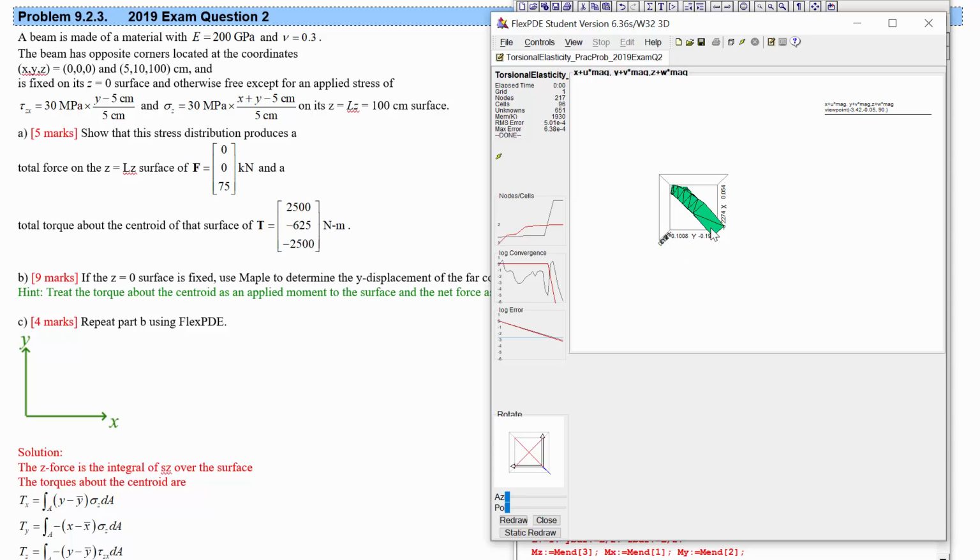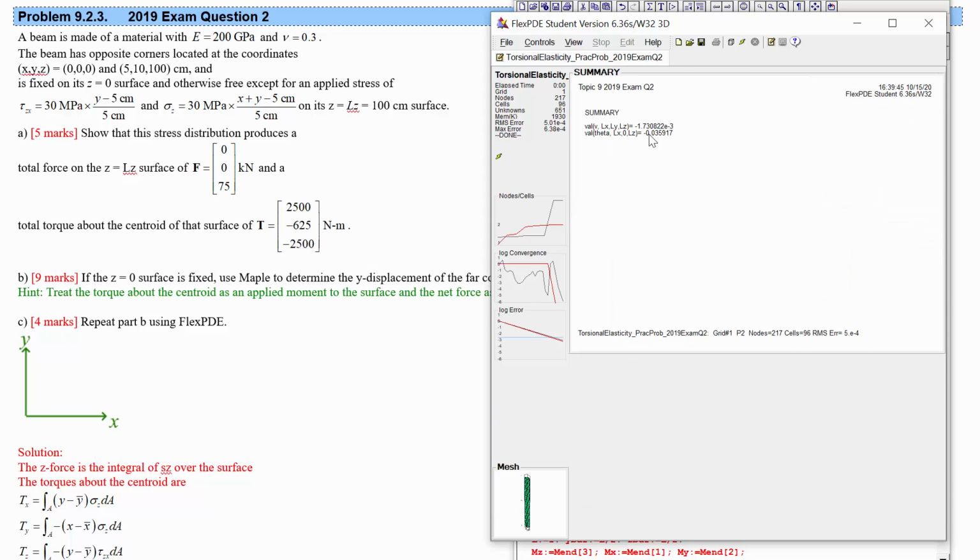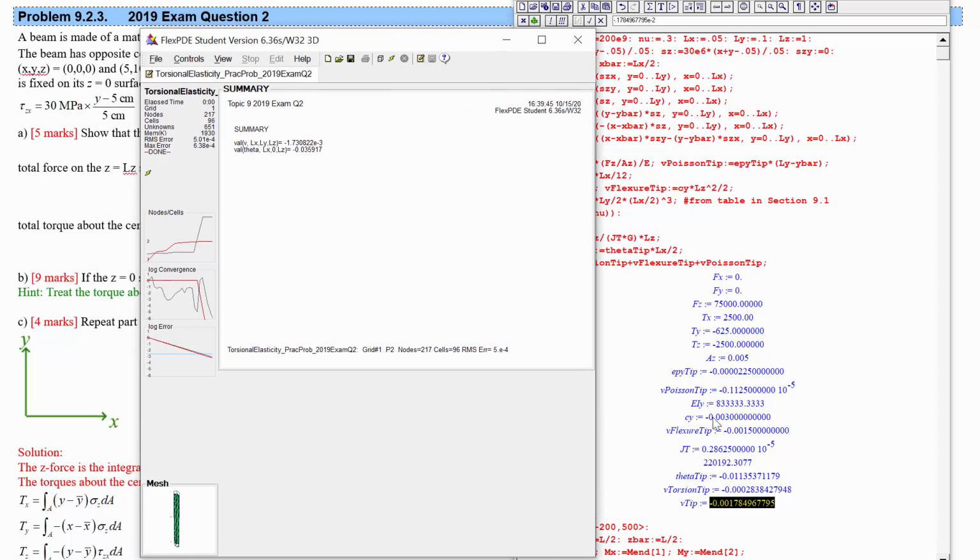Yeah, that makes sense because the close surface of this is the one that's moving. And the Z equals 0 was the one that was fixed. So the shape looks good. What about the displacement? Aha, 1.7 times 10 to the negative 3, pretty close to what we calculated in Maple.